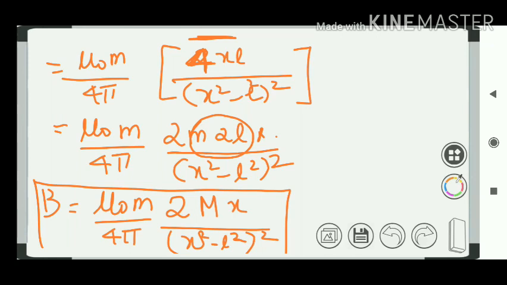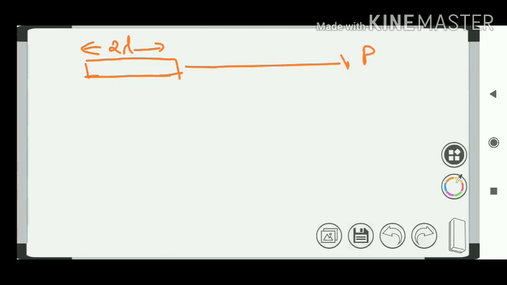Why am I telling you long bar magnet? Because bar magnet, if you consider it is very, very large, that type. But usually, see the bar magnet, if I am considering, right, it is, say, having a length 2L, and I am considering a point P here.